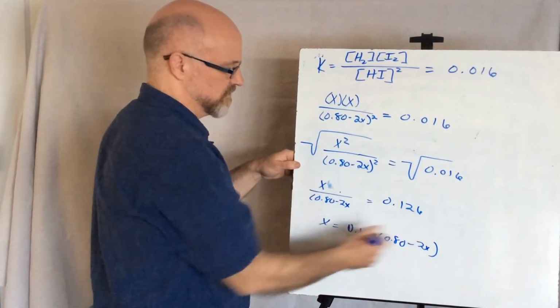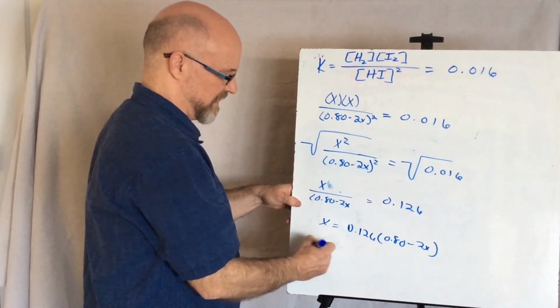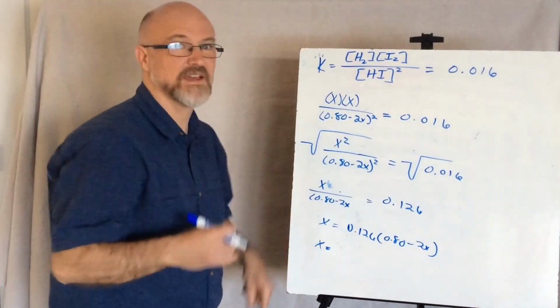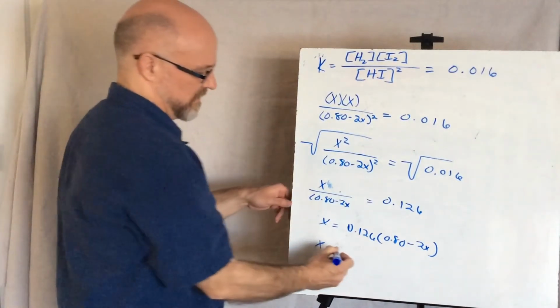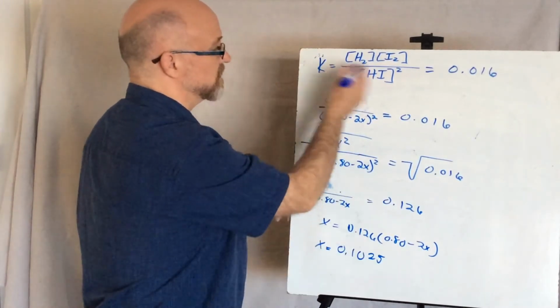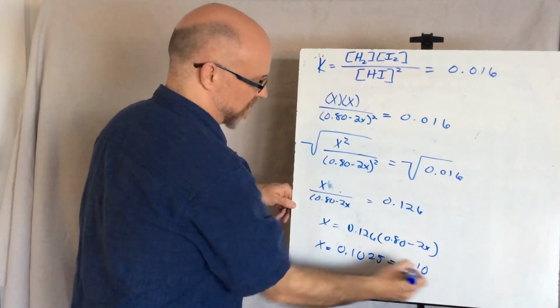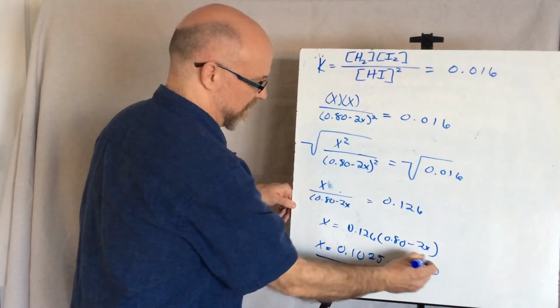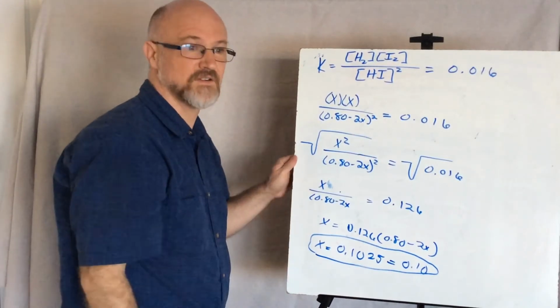Rearrange, distribute, solve for x, it turns out that x is equal to 0.1025. We started off with 2 sig figs, so we'll just call it 0.10. Okay, great. I found x. People have been looking for it forever. Found it. It's right there.